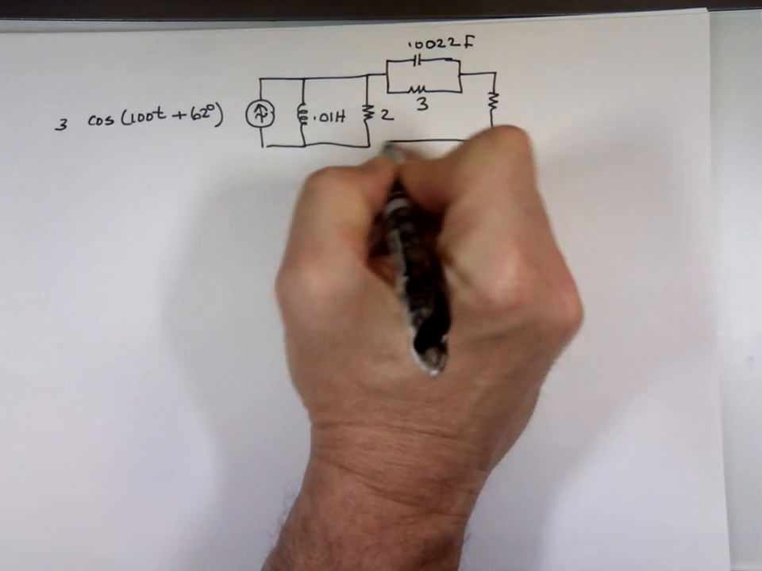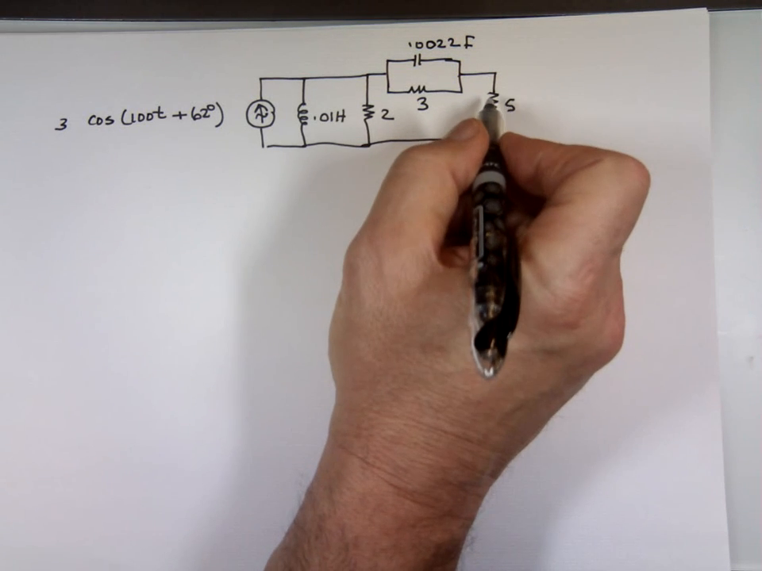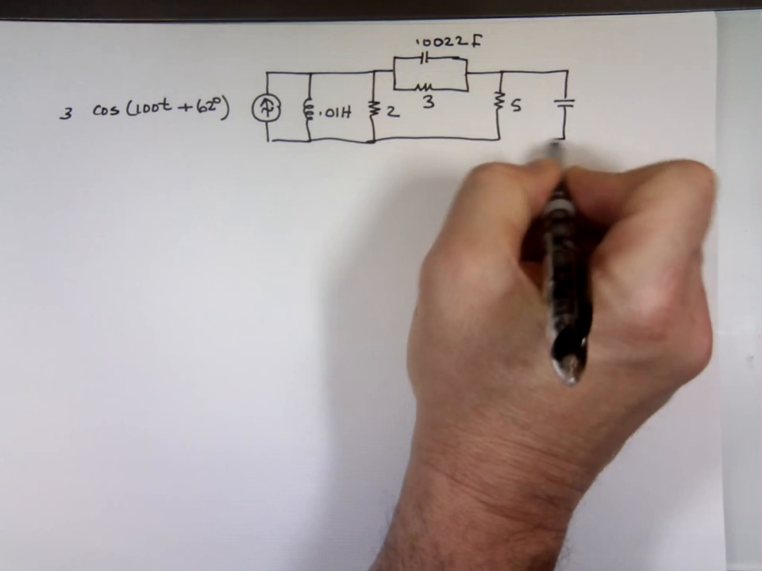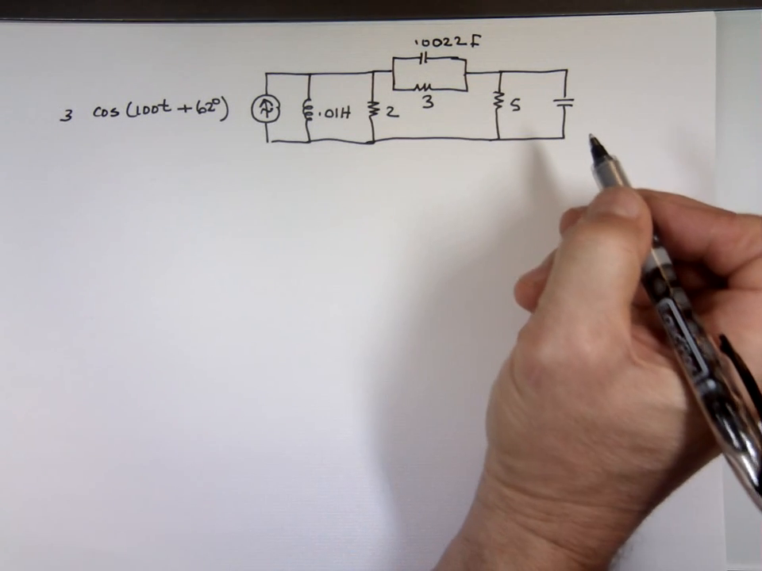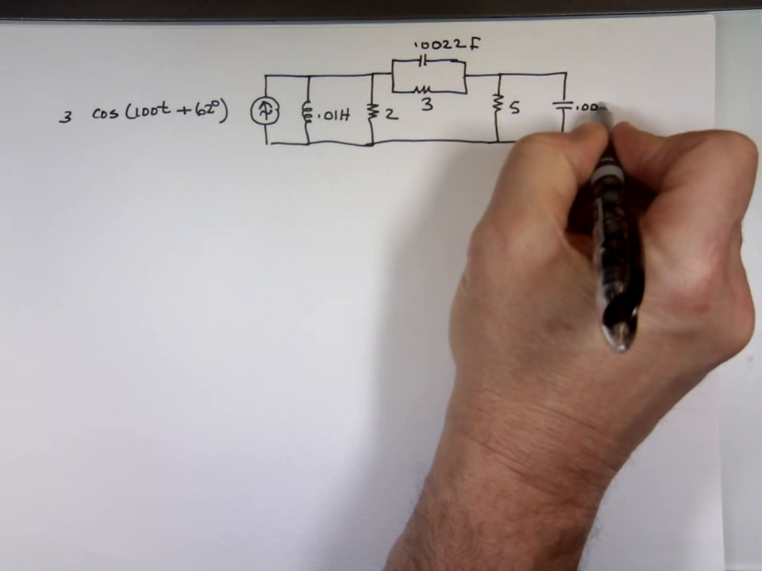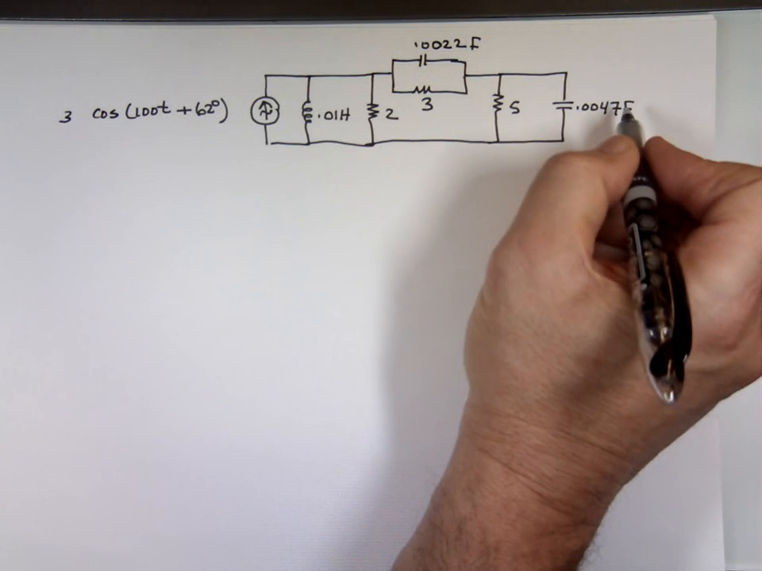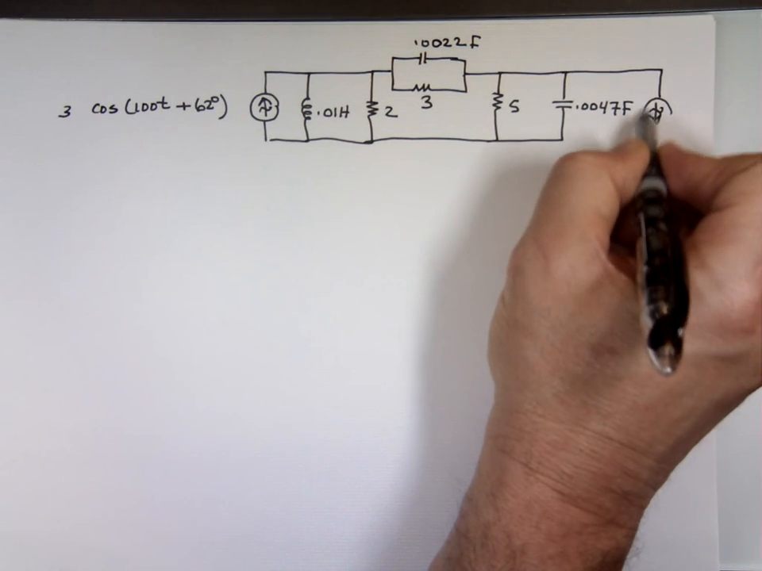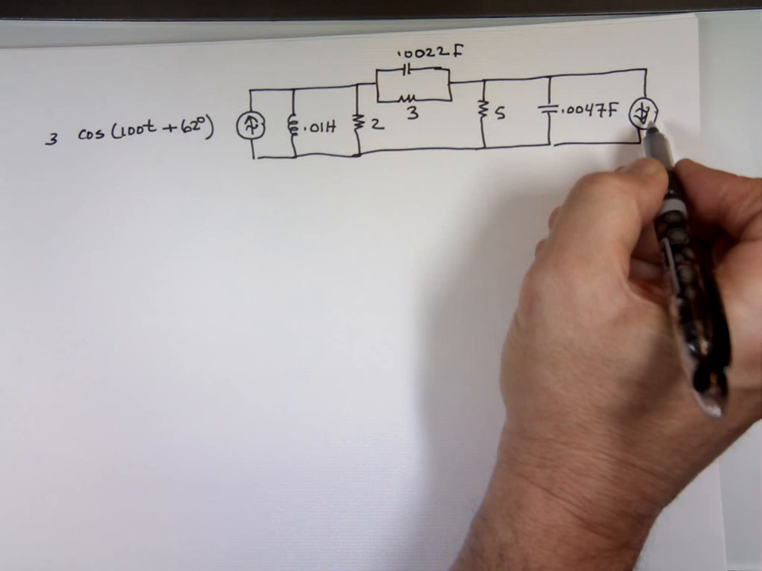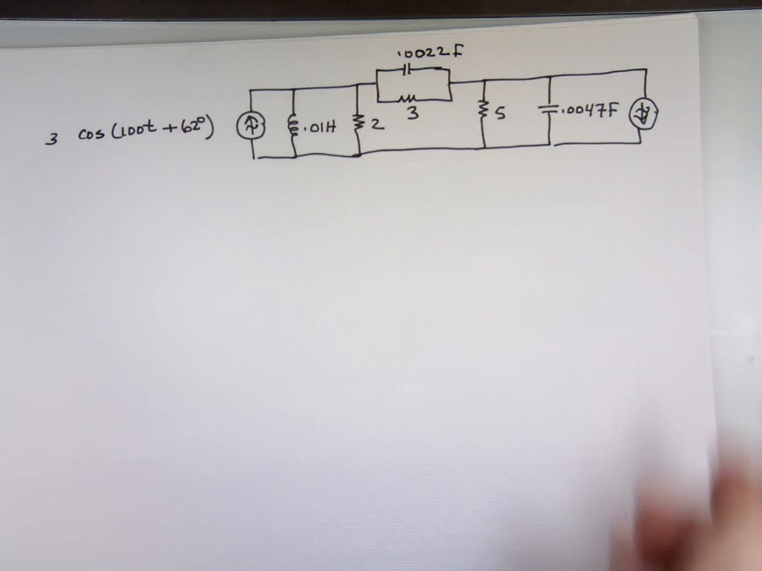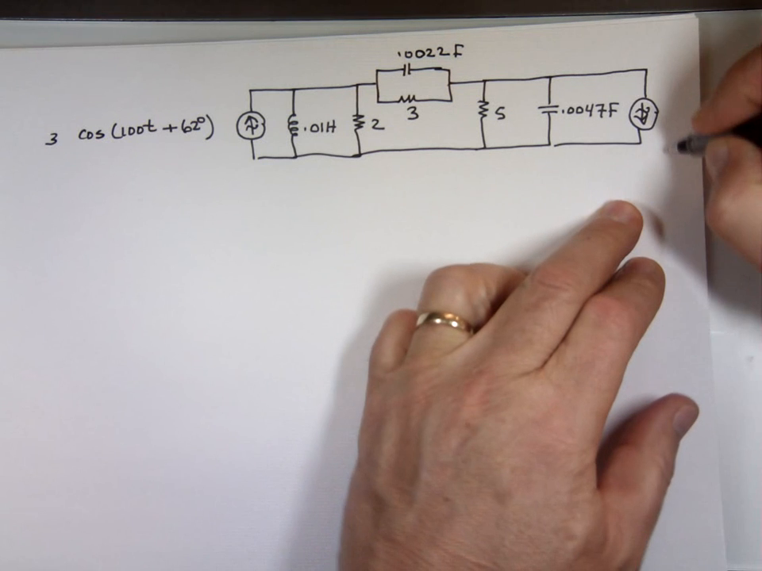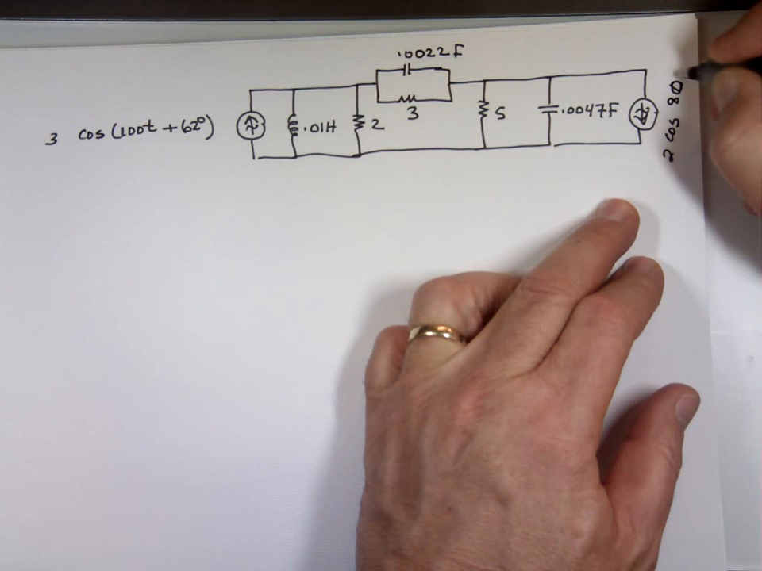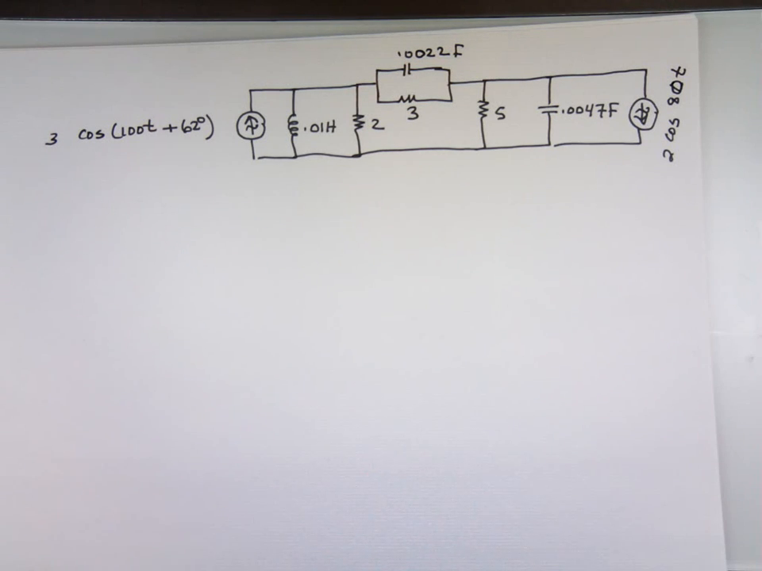Should we stop? Oh, keep going. Why stop here? Let's put another capacitor here, 4.7 milli, 0.0047 farad. And you know what? Let's put another source. I can't write the value there, so I'll write 2 cosine 80t. No shift.